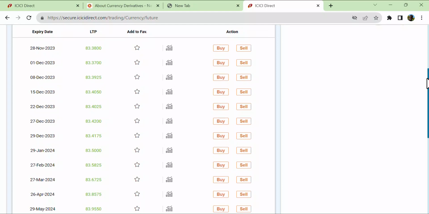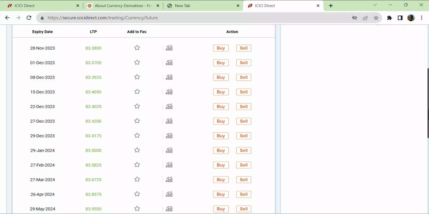So subtract, divide by 83.38, multiply by 100, and take out the percentage. So what is the premium for the dollar 1 year or 11 months forward here? Because it's 28 November, it will be 12 months. Assume it's 12 months, okay? So you will get around a 1.5% kind of premium.